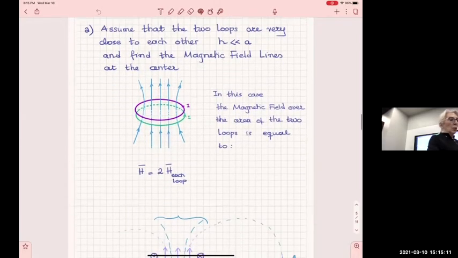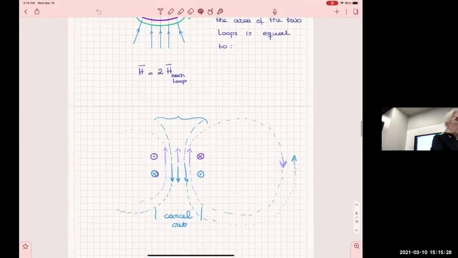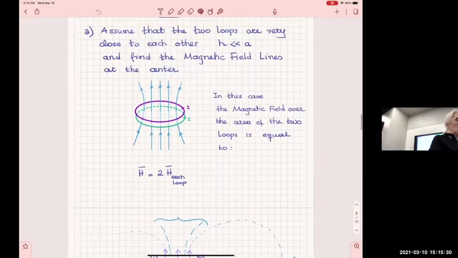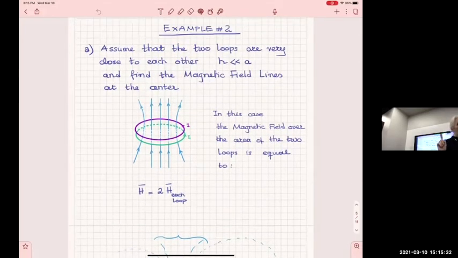What I wanted to show here, let's assume we had, you remember I had put initially the two loops at some kind of distance. And now I bring the two loops very, very close to each other. And what happens when I bring them very close? In this case, the loops still have the same direction of the current.